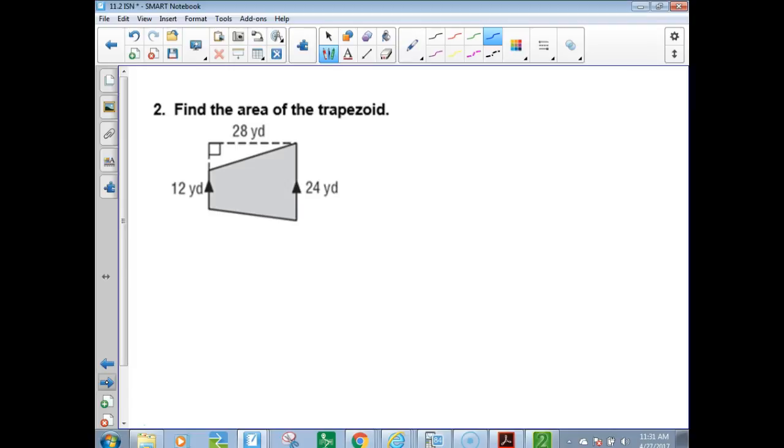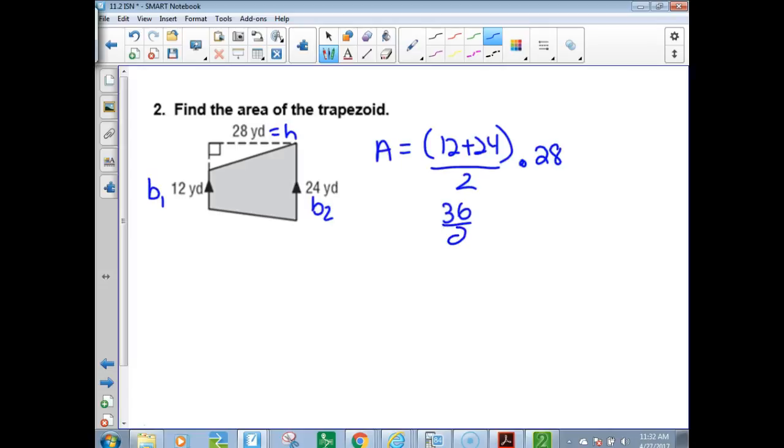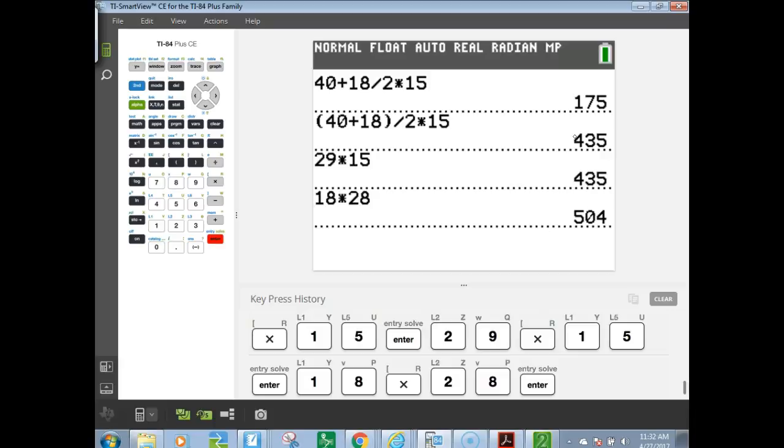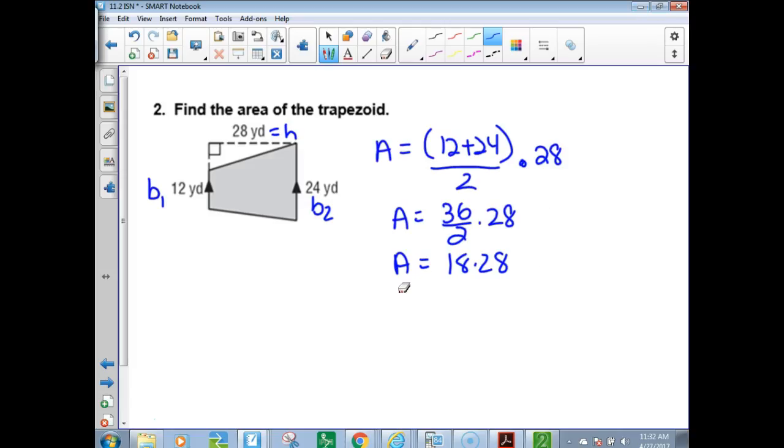Okay, now everybody has an ISN. Area of the trapezoid. Now this trapezoid just happens to be slid sideways, so I don't really care which one you call base 1 and which one you call base 2. I'm going to do it this way, and then I'm going to just get started. The area for number 2: add 12 and 24, cut it in half after you add it, and then multiply by the height, 28. I just went ahead and went down to 18 times 28. You can type it all at once if you wish, but you're going to have to type in those parentheses. As long as you're getting 504, we're good.